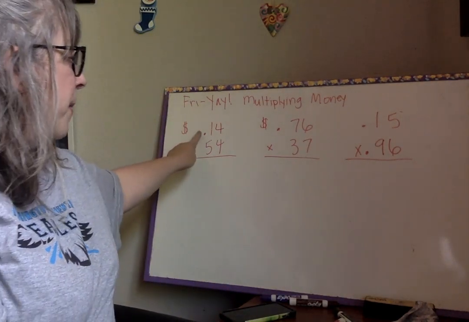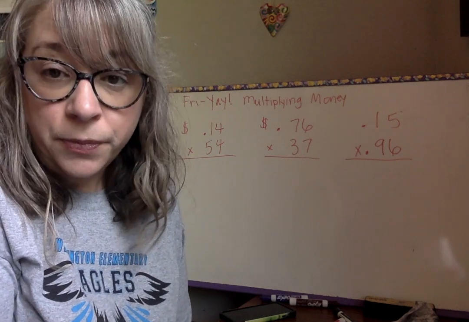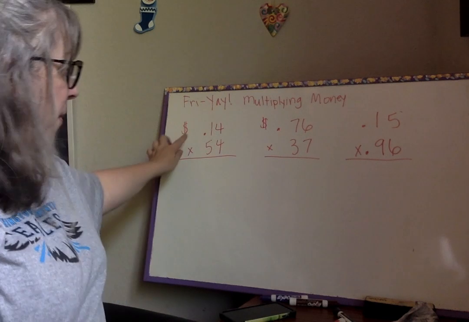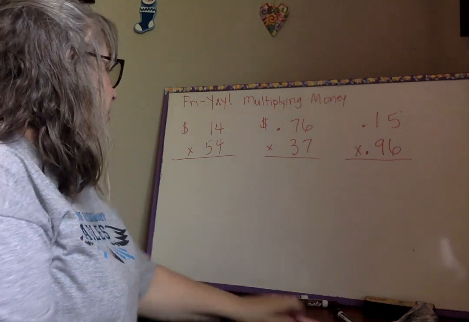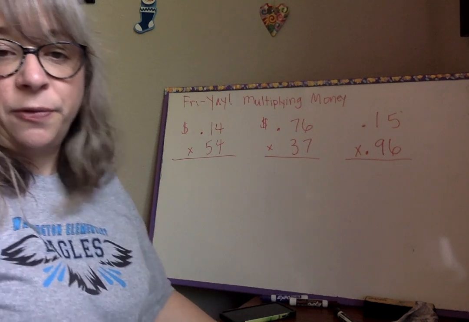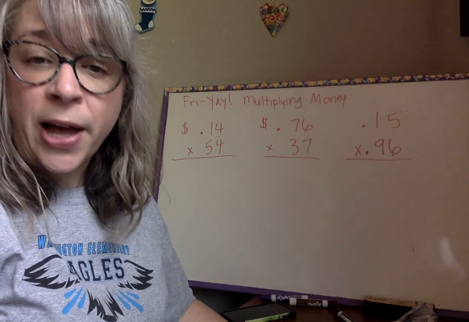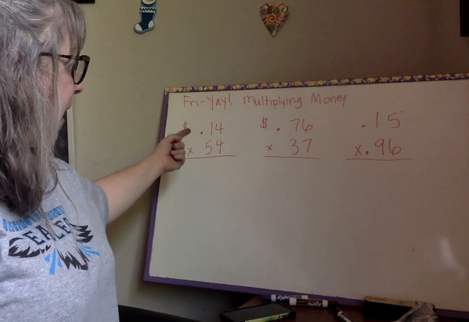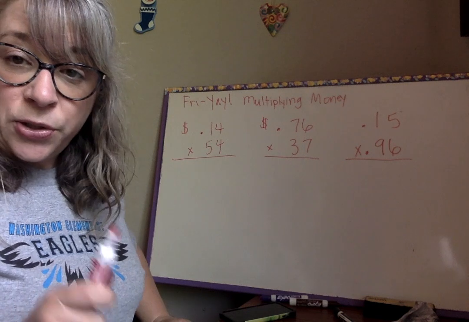One thing I want you to remember is that when you are working with decimals, that is less than a whole. So your number is going to be smaller than you think, because we're not multiplying 14 times 54. No, we are going to be multiplying 14 cents times 54. That decimal makes a huge difference in the value of your answer. Remember, anything to the right of the decimal is less than a whole. Okay, let's get to it.